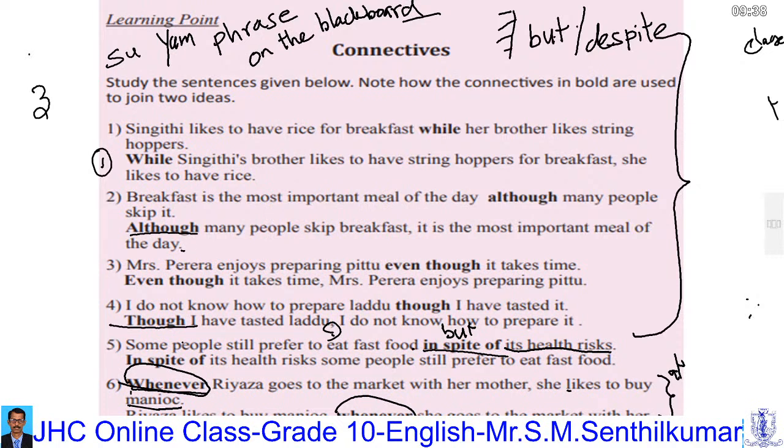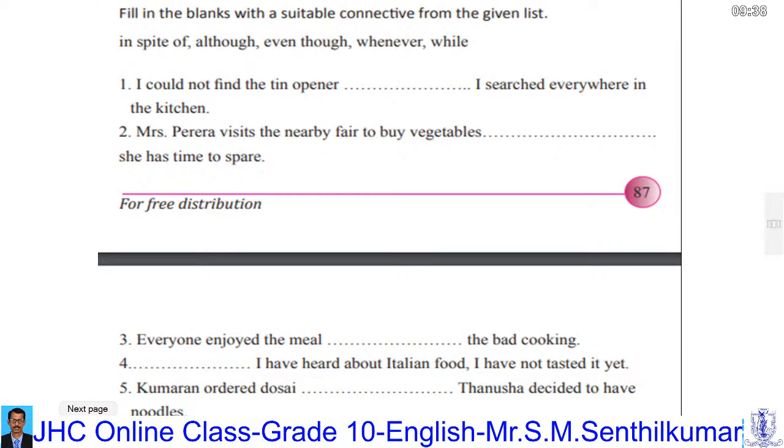Now I'm going to do some activities. Is it okay? This appeared in your textbook. You have to practice it. I could not find the tin opener, dash, I searched everywhere in the kitchen. What is the possible answer? I couldn't find the tin opener, although I searched everywhere in the kitchen.